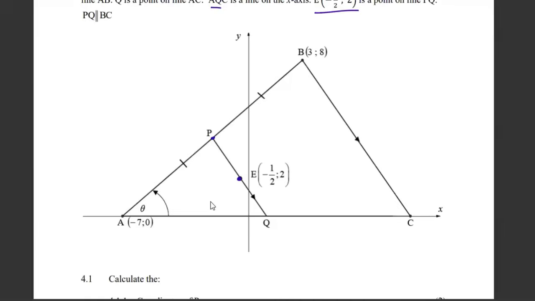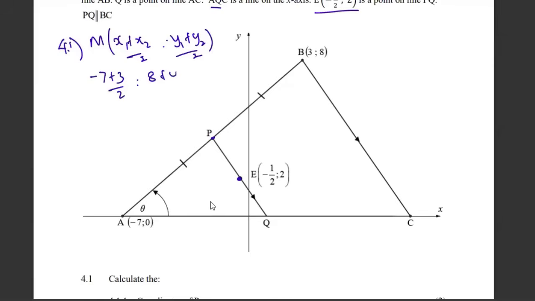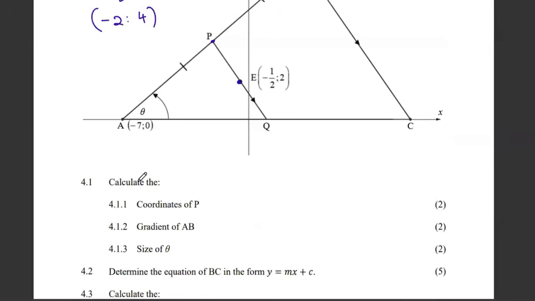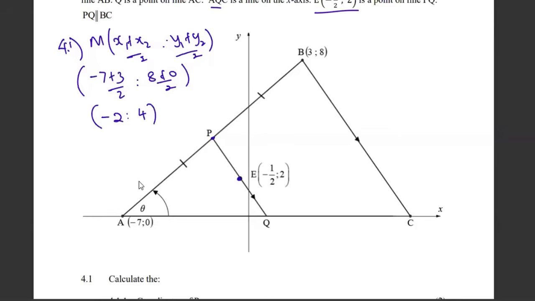So with P, we have to use the midpoint method, which is x1 plus x2 divided by 2, y1 plus y2 divided by 2. So it's going to be negative 7 plus 3 over 2, and then 8 plus 0 over 2. So this is going to give us negative 4 on top, so it's negative 2 and 4. So that is what I will end up with, the midpoint. Okay, and then calculate the gradient of AB.